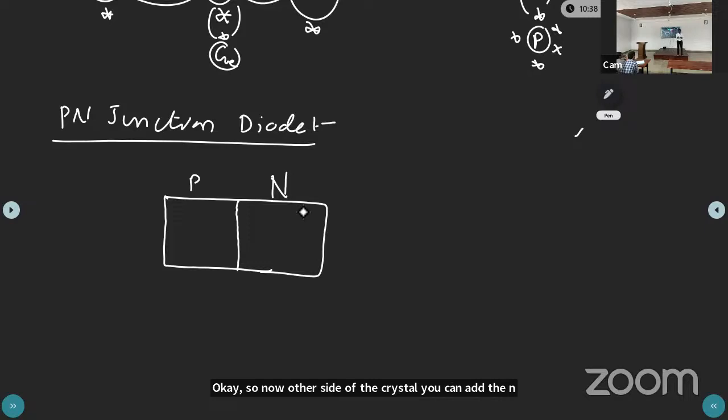Previously, we made the P type semiconductor and the N type semiconductor separately. Now, of equal parts, we are adding the P type trivalent impurities here and the pentavalent impurities.